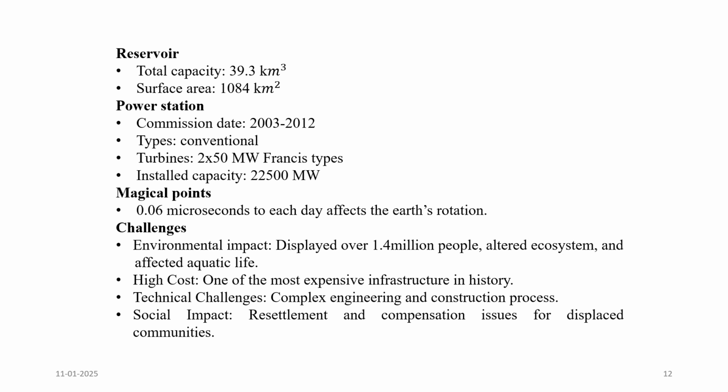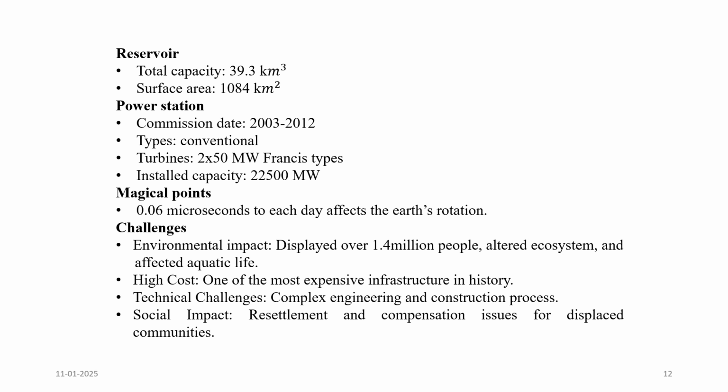Now first point is reservoir. Total capacity is 39.3 kilometer cube. Surface area 1084 kilometer square. Power station, next point: commission date 2003 to 2012. Type: conventional turbines, 32 turbines of 700 megawatt, Francis type. Installed capacity 22500 megawatt.